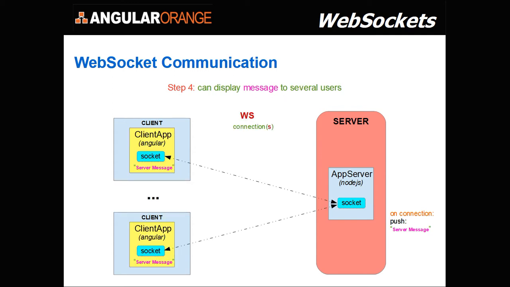Okay, so also you can display messages to several users. So if I push a message, if both clients have a connection to the socket, you can push it to all the clients. And so you could have multiple connections.